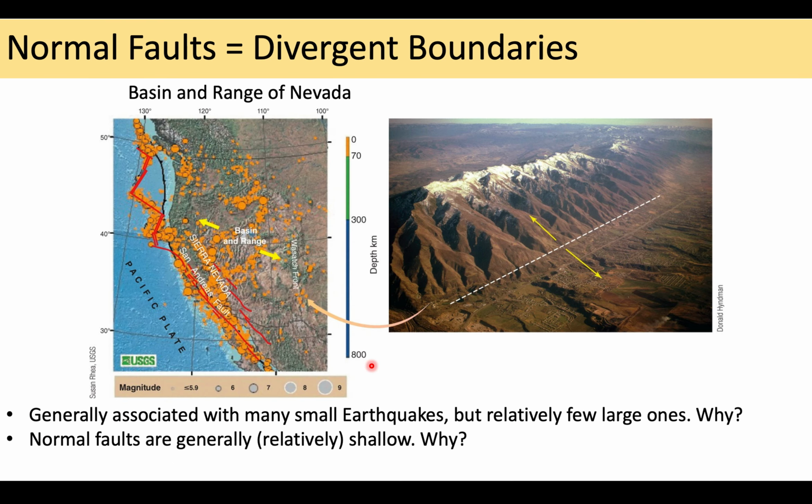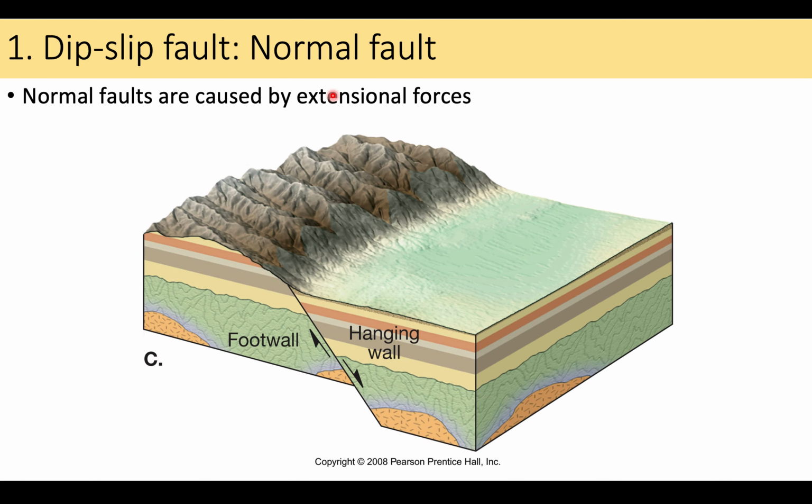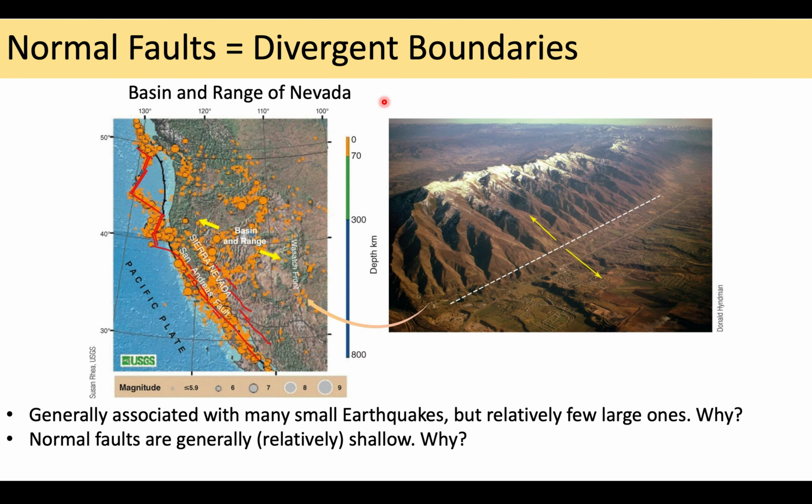So we generally find these normal faults at divergent boundaries because, as I said, you need extensional forces to be able to pull the hanging wall away, or give the hanging wall room to actually slide down on the foot wall. So we generally would see these at divergent boundaries where we see extension.